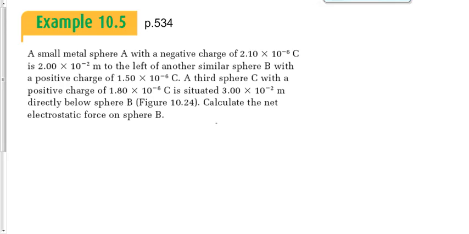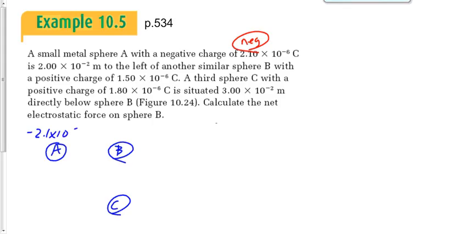One more example with you here. 10.5 on 534. It says a small metal sphere with a negative charge is to the left of another one with a positive charge. Then there's another one that's below sphere B. So we've got A, B, and then we've got sphere C that's below it. A is negative 2.1 times 10 to the negative 6. B is 1.5 times 10 to the minus 6. And C is 1.8 times 10 to the minus 6.